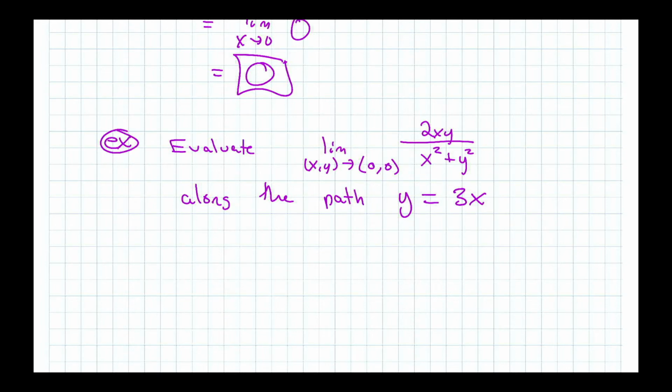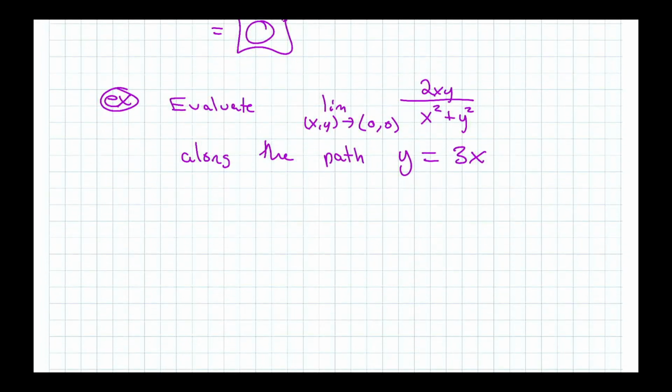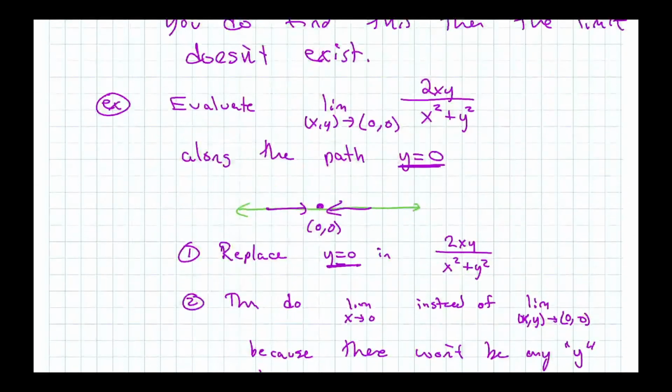Okay. So completely different path now, right? So that would look like this. You've got (0, 0) here, right, on the xy plane. And now the line y equals 3x is a straight line like this, right? But it's a slanted line. That's different than what we did before, right? So that's along the line y equals 3x. So that's the path we're approaching on. That's obviously a different path than the one where we approached horizontally.